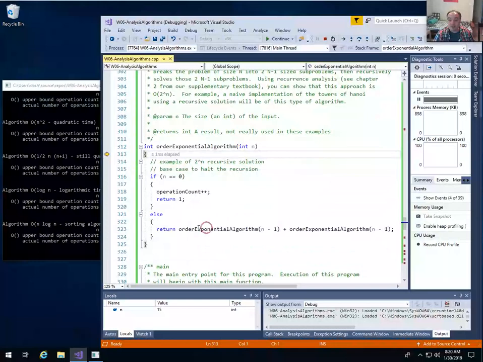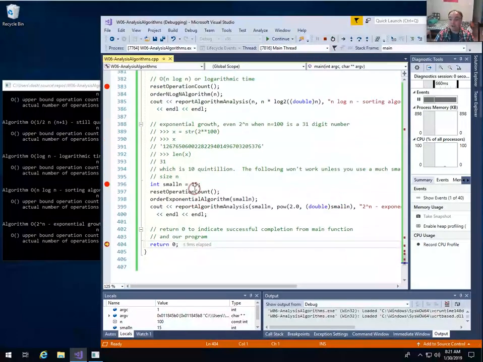So I showed that example here. In this case, we say that we're doing a recursive algorithm. If the base case is 0, we just return 1. Otherwise, we call ourselves recursively twice on a problem of size n-1, so it's a size smaller.